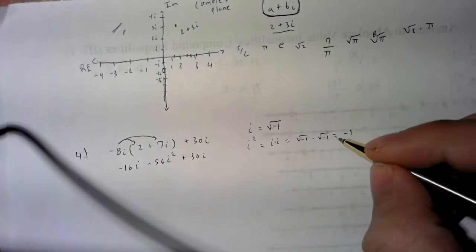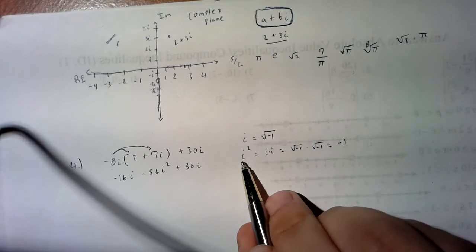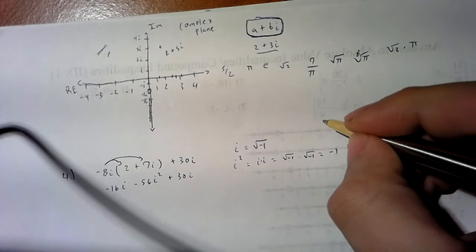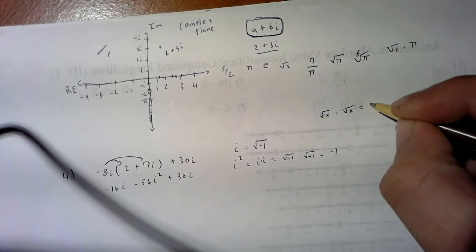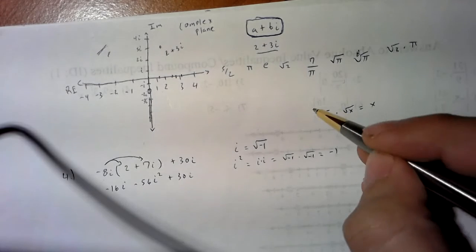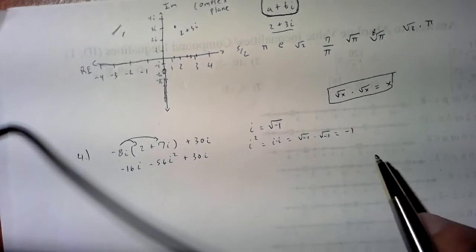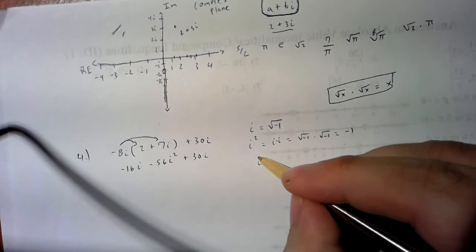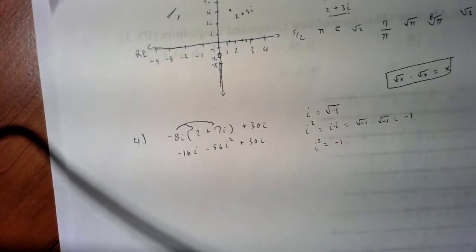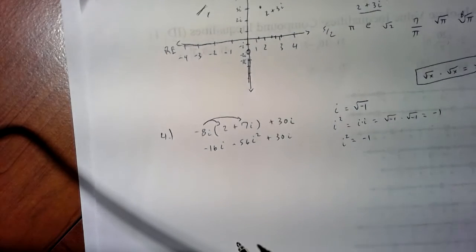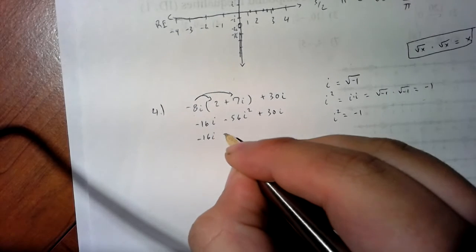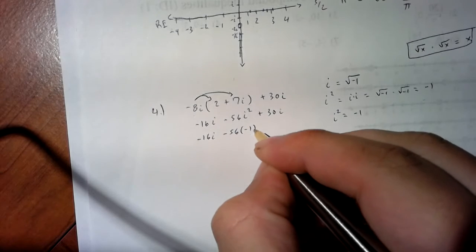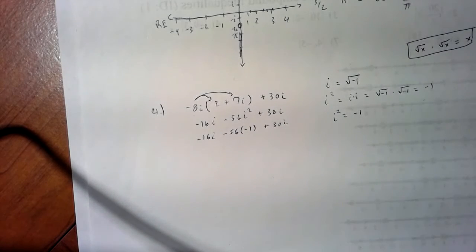Alright, so again, you don't have to do this because you're going to memorize the fact that i squared equals negative 1. But if you wanted to derive it, let's say you forgot, the square root of x times the square root of x is equal to x. This is the general rule that I use there to derive this. So we know that i squared is equal to negative 1. Whenever you see an i squared, you can replace it with negative 1. So let me copy this again, negative 16i. This turns into minus 56 times negative 1 plus 30i.